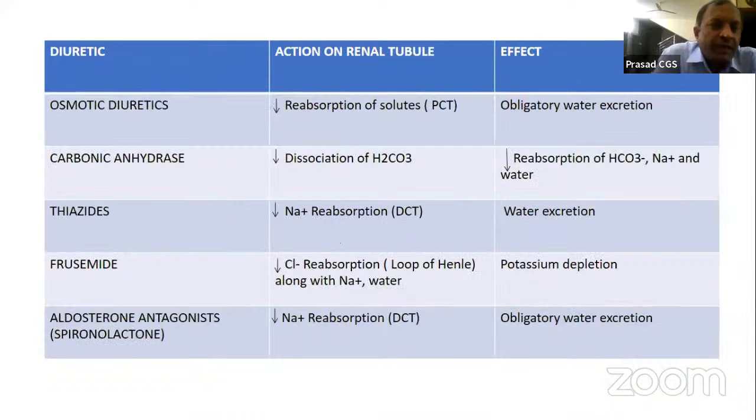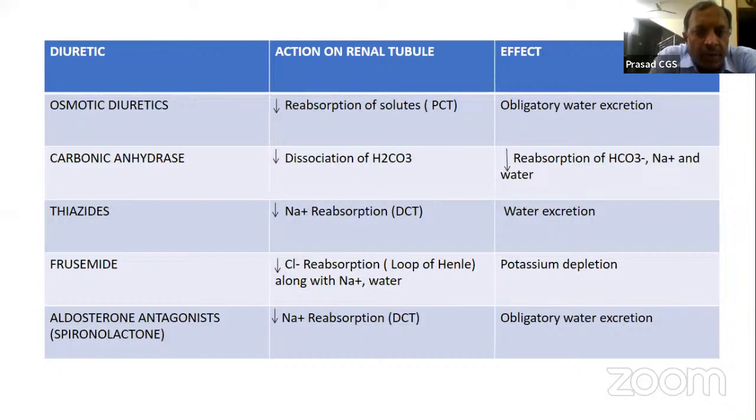Here I put the effect of the diuretics at the different levels. The osmotic diuretics act at PCT. They decrease the reabsorption of solutes, so there will be obligatory water excretion. Carbonic anhydrase inhibitors decrease the dissociation of carbonic acid. This results in decreased reabsorption of bicarbonate, sodium, and water.